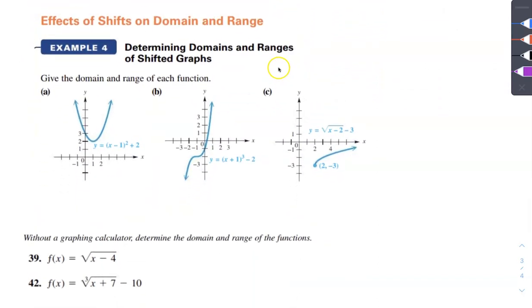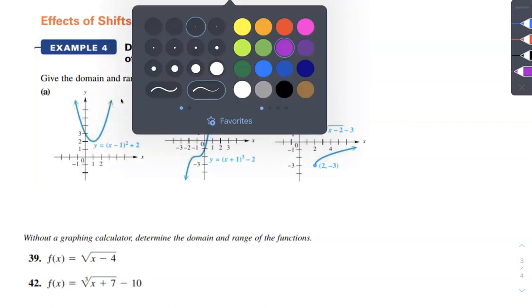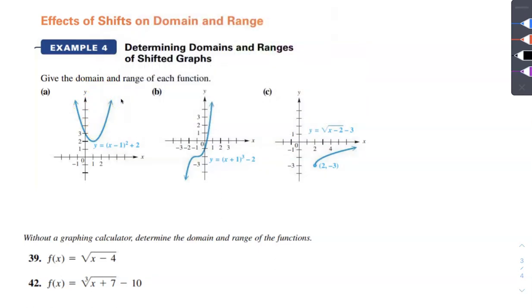Effects of shifts on domain and range. Determine the domain and range of the shifted graphs. So this one right here, I guess it makes more sense if you knew the basic parabola. It looks like this. My domain here would be negative infinity, positive infinity. My range would be 0 to infinity.